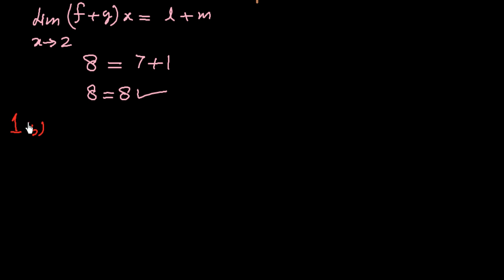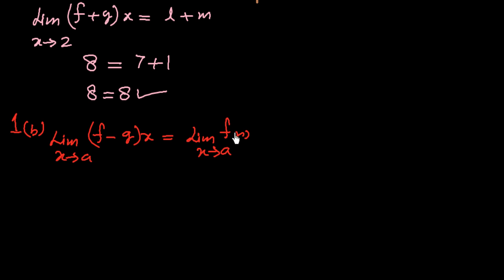Now the second part of the first algebra, part b. Here we have to verify that limit x tends to a of (f minus g)(x) should equal limit x tends to a of f(x) minus limit x tends to a of g(x). We know that the limit of f(x) as x tends to a is L, which we have assumed, and the limit of g(x) as x tends to a is m. So it is L minus m. We have to verify this.